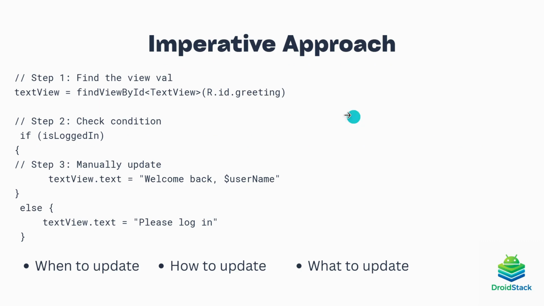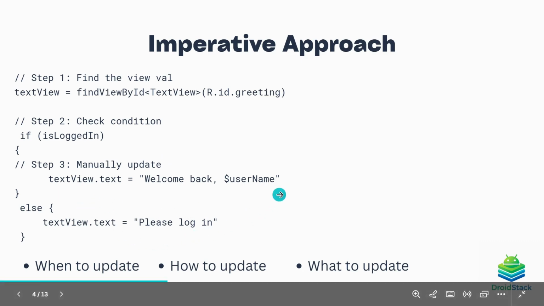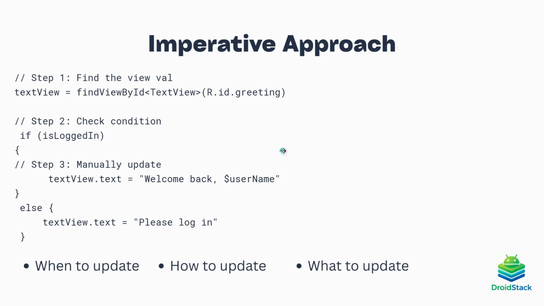Here is a practical example of an imperative approach. First, you find the view using findViewById. Then you check a condition, whether the user is logged in. And finally, you manually update the TextView. If logged in, show "Welcome back". If not, show "Please log in". You are responsible for every single UI update. This works, but as the app grows, it becomes complex and hard to manage.